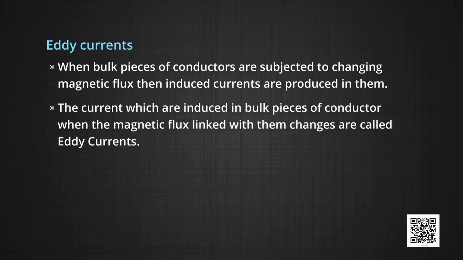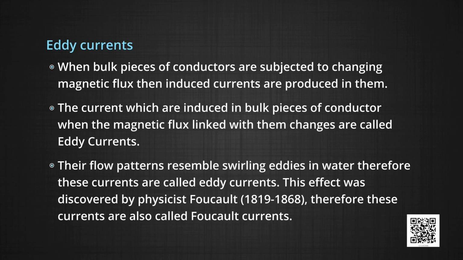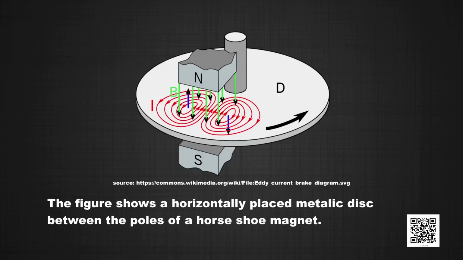The currents which are induced in bulk pieces of conductor when the magnetic flux linked with them changes are called eddy currents. Their flow patterns resemble swirling eddies in water. Therefore, these currents are called eddy currents. This effect was discovered by physicist Foucault. Therefore, these currents are also called Foucault currents. Take a look at the diagram to know this better.